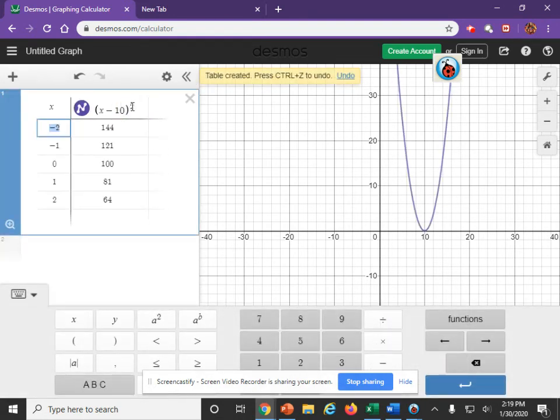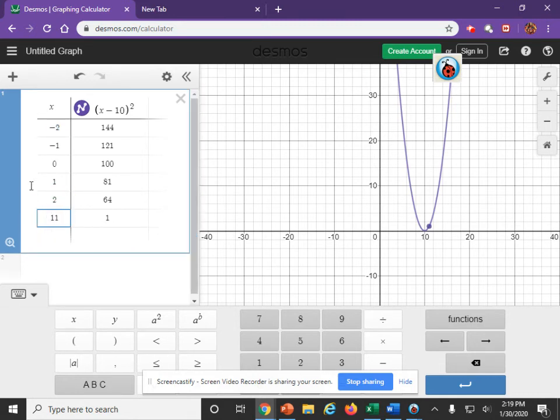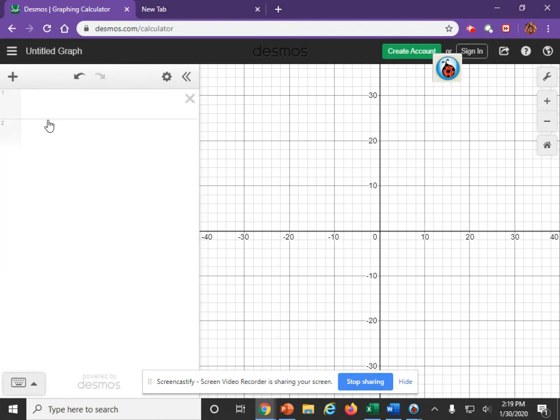All right, it wants to know what happens when x is 11. So I don't have 11 in my table, so I'm going to add it. So I'm going to type 11, and there it is. And notice it drew the dot for me as well again. So my answer to number 4 is y equals 1. All right, 2 more. Okay, so I'm going to x out.